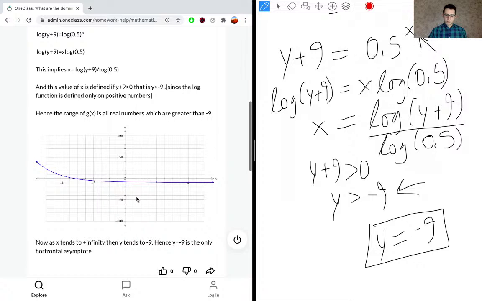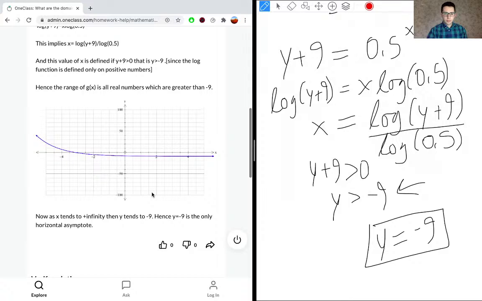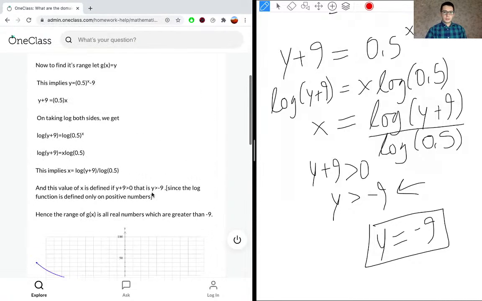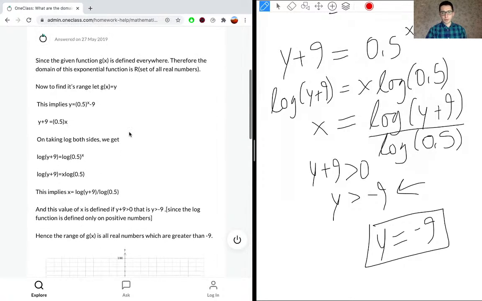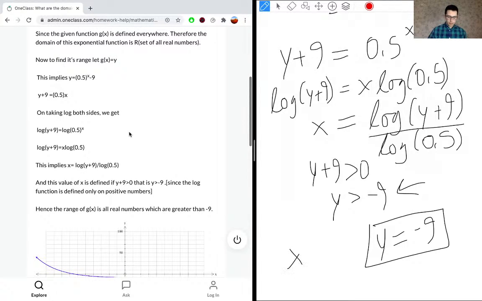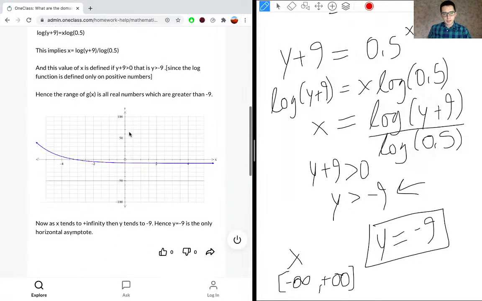Similarly, for x, we can see on the graph, any value of x here, there's a y value associated with it. So for any x value, we get a y value. So here we can say that an asymptote exists at y equals negative 9, and the range for this function is y has to be greater than negative 9, and then x could be from negative infinity to positive infinity. And then the domain is just the set of all real numbers.